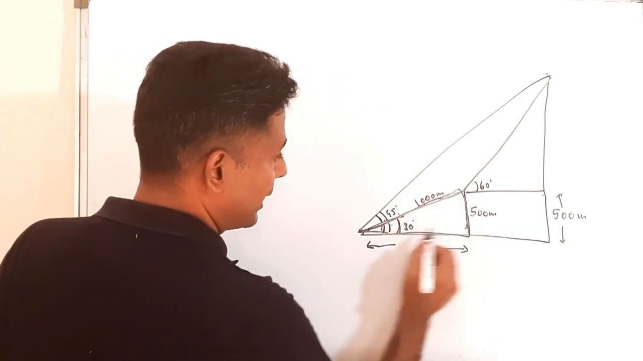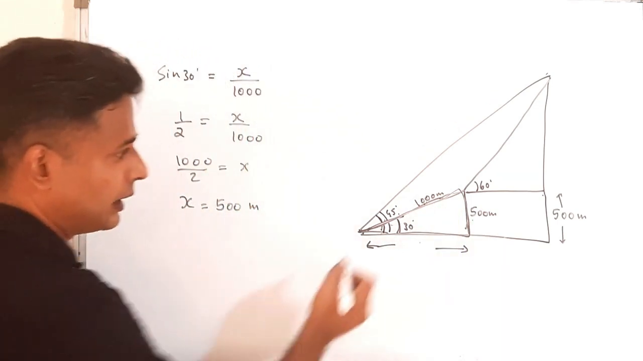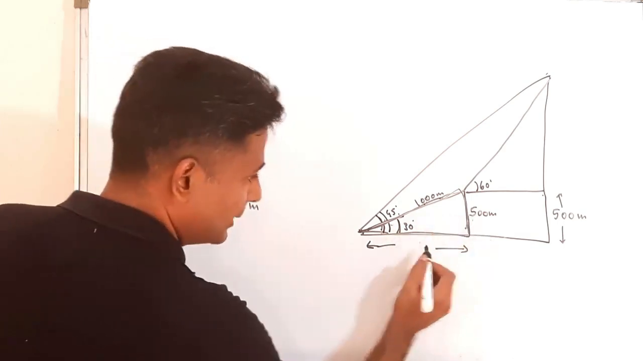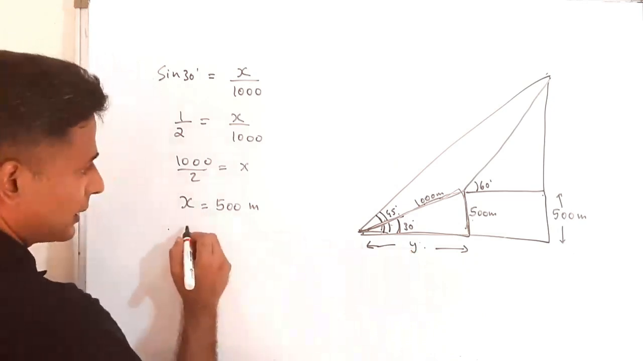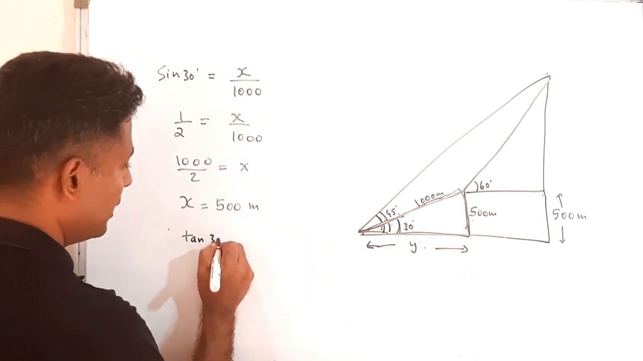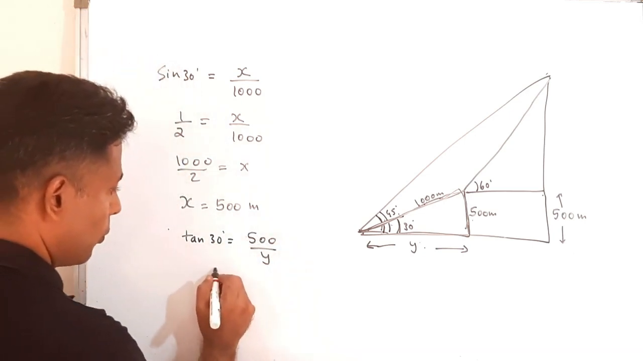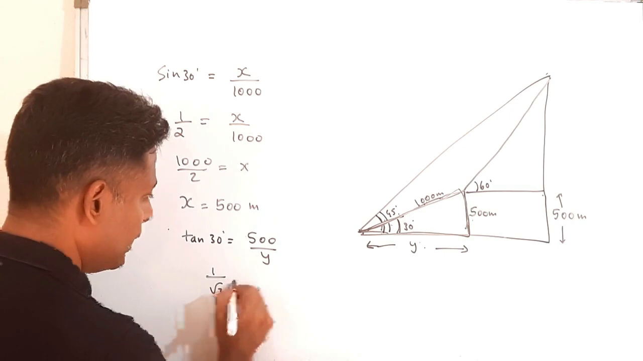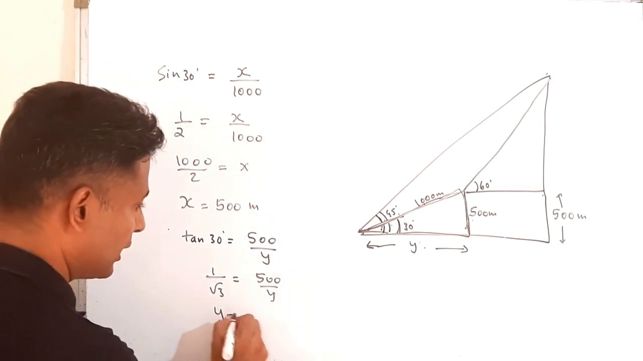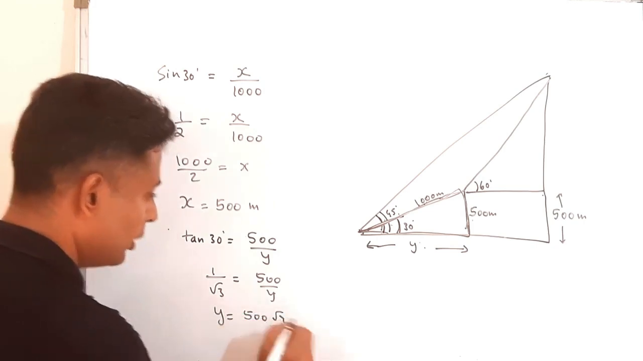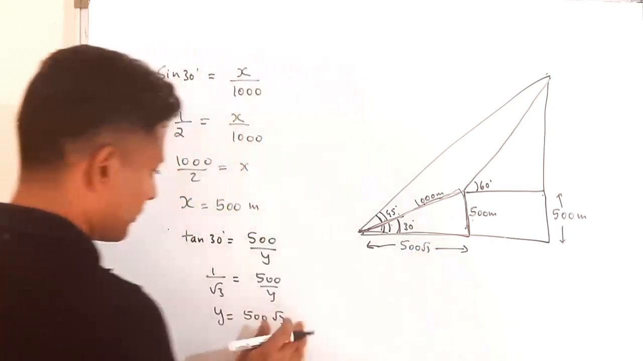Now again using the same triangle, this is adjacent, we have opposite and hypotenuse, we can use anything. I'll use opposite and adjacent. So let this be y. So we get opposite by adjacent is tan. So tan 30 equal to 500 by y. So tan 30 is 1 by root 3 equal to 500 by y. So y comes here, root 3 goes there. So y equal to 500 root 3. So we get this as 500 root 3.